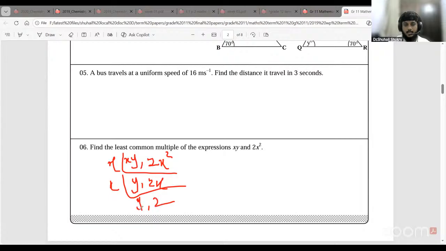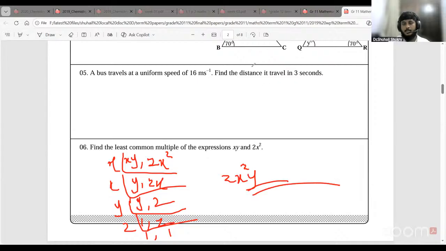Now you can divide by y. If you divide by y, you get 1 and you get 2. Until you get 1 for both things, you have to keep on dividing everything. So finally, x into y into 2, you get 2x squared y. So that's the LCM. Okay, excellent. 2x squared y.